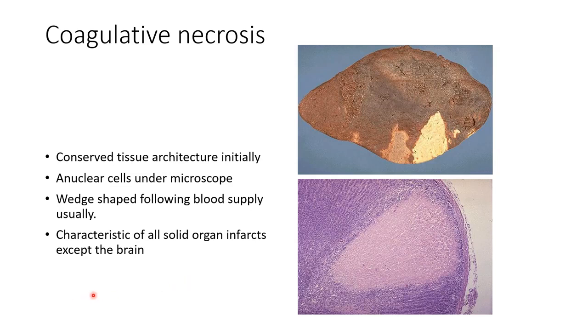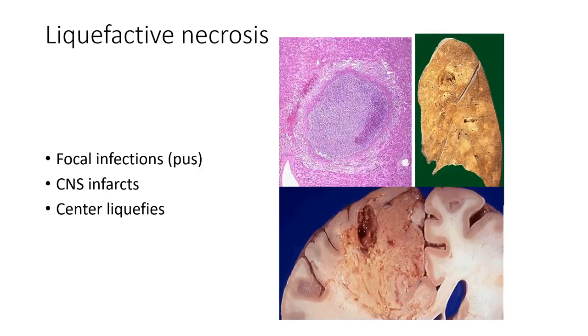Except the brain. When there is ischemic injury in the brain, there is another type of necrosis, we call it liquefactive necrosis. The second pattern of necrosis is called liquefactive necrosis, and as I said in the previous slide, ischemic injury in all solid organs can cause coagulative necrosis, except in the brain it is liquefactive necrosis.